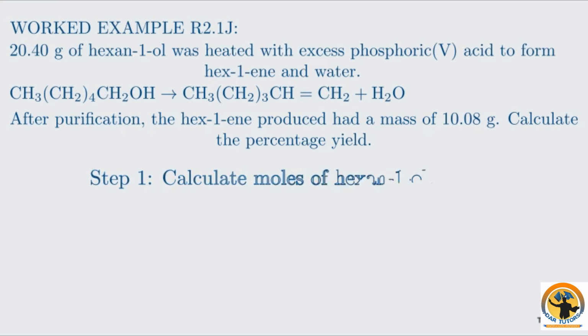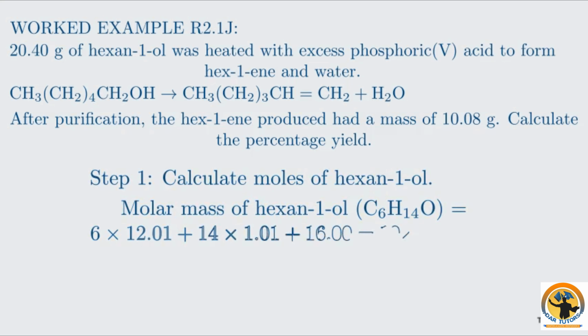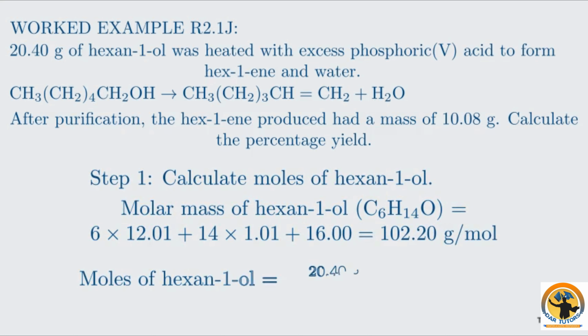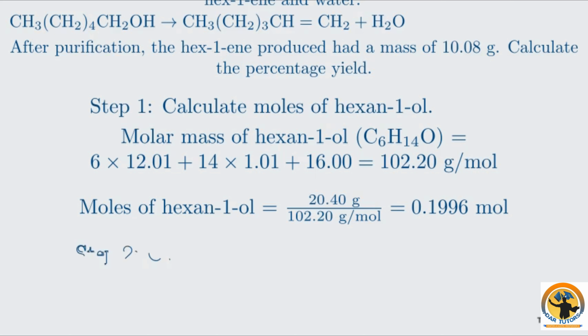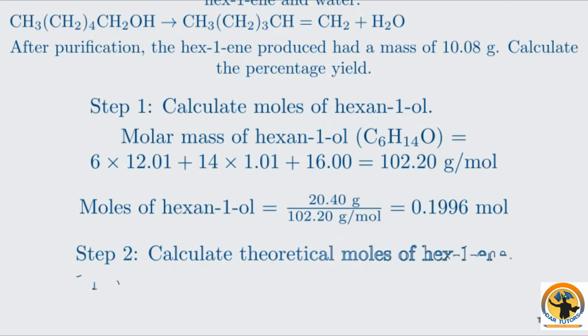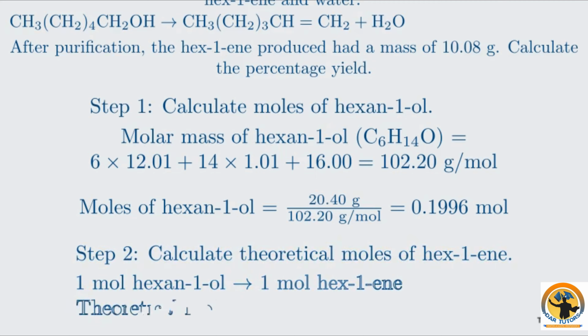First, we convert the mass of hexan-1-ol to moles using its molar mass. 20.40 grams divided by 102.20 grams per mole gives us 0.1996 moles. Next, we use the stoichiometry of the balanced equation. The equation shows a 1:1 molar ratio between hexan-1-ol and hex-1-ene. So, 0.1996 moles of hexan-1-ol will theoretically produce 0.1996 moles of hex-1-ene.